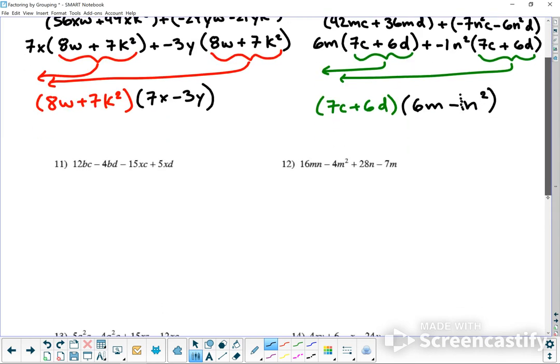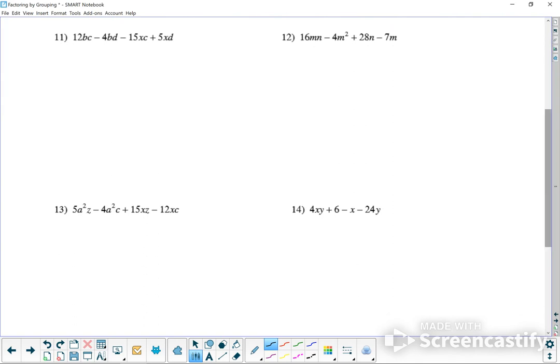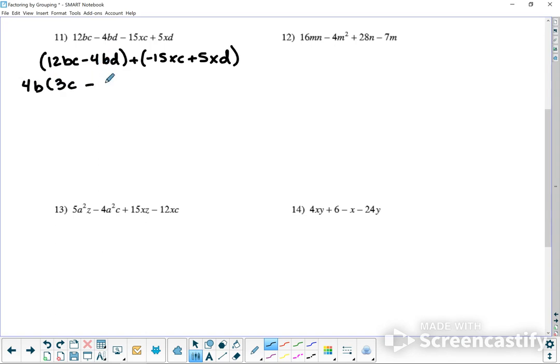Okay. 11. Go ahead and group it. 12bc minus 4bd. It looks like they have stuff in common. Plus, and then we want negative 15xc plus 5xd. Okay, it looks like I'm going to take out a 4 and a b, leaving me with 3 and a c. And take out the 4, take out the b, so it just leaves me with d.